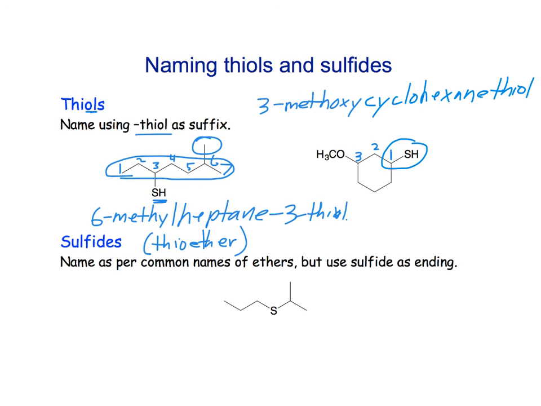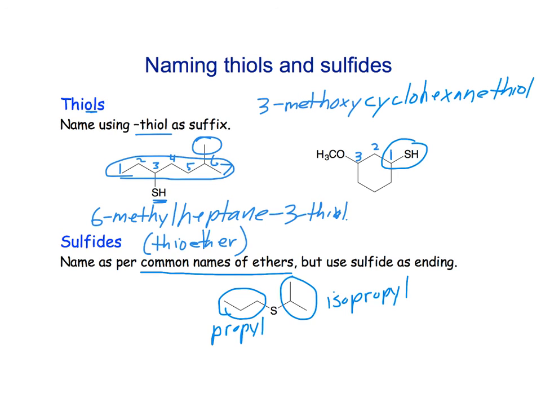All right, for sulfides, the only way we're going to really look at is we're going to name them as common names were named for ethers. But we'll just put sulfide at the ending. And so we look at two alkyl groups. We have a propyl. We have an isopropyl. So we're just going to list these in alphabetical order and then say sulfide. So we put isopropyl first, isopropyl, and then propyl, sulfide.